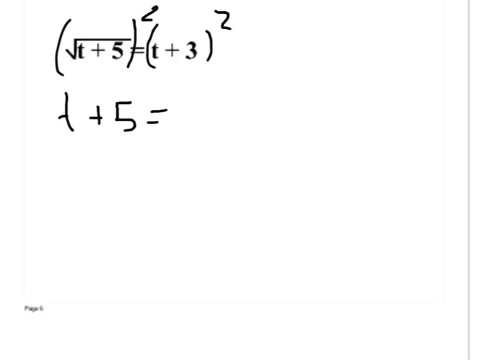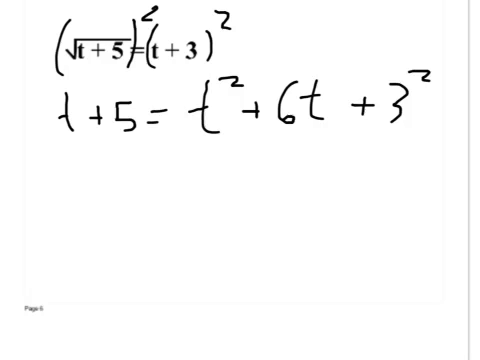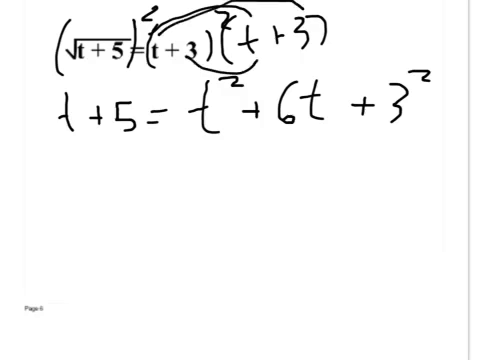Now this is a sum of a square. So you take the first thing squared plus 2 times the first thing times the second thing. 2 times 3 is 6 times t, plus the second thing squared. If you're not sure, you can do t plus 3 and FOIL it. T squared, 3t, 3t, and 3 squared, which would be 9.